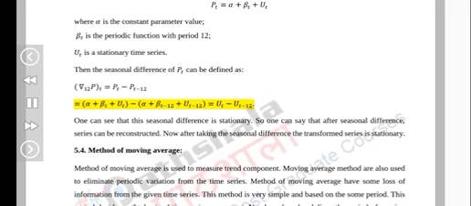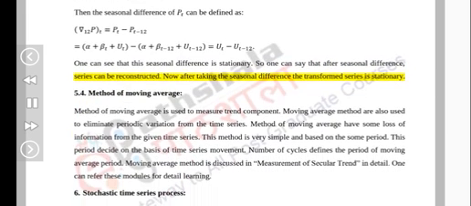That equals alpha plus beta t plus ut minus alpha plus beta t minus 12 plus ut minus 12, which equals ut minus ut minus 12. One can see that this seasonal difference is stationary. So one can say that after seasonal difference, the series can be reconstructed. Now after taking the seasonal difference, the transformed series is stationary.